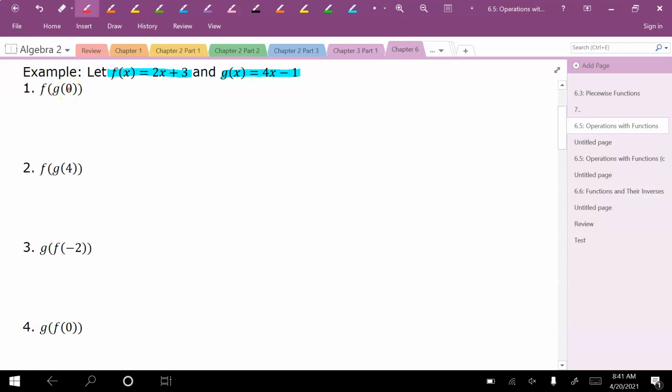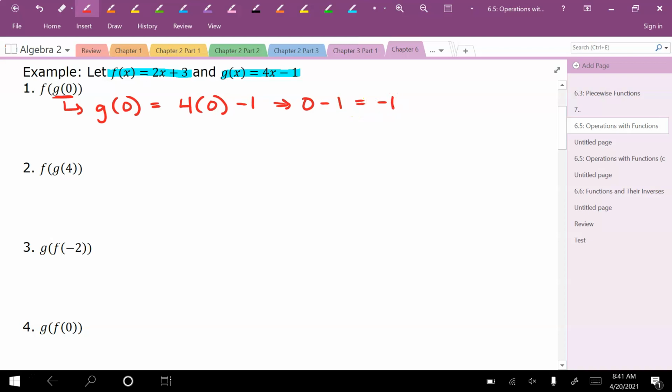So I'm going to break this apart into 2 steps. I'm going to first just focus on the piece on the inside, the g of 0. So this is what we saw yesterday when we were evaluating piecewise functions at specific numbers. You take that 0 and you put it into g's function. So you put it in for x and you evaluate it. So g's function is 4x minus 1. So we're going to take 4 times 0 and subtract 1. So 4 times 0 would be 0, minus 1 would be negative 1.